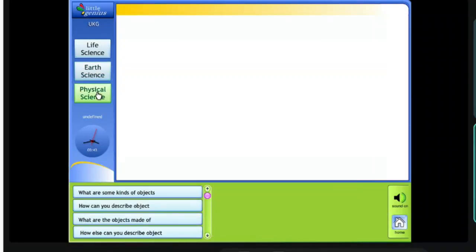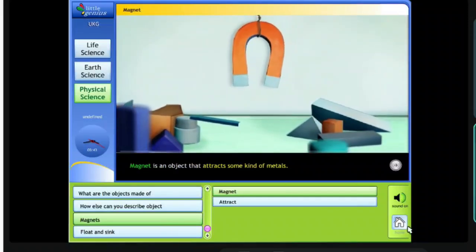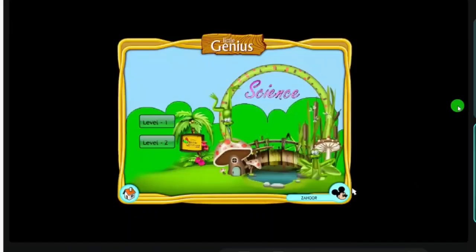Then if you go to physical science, then you can see all these topics. What are some kinds of objects? Can you describe an object? What is it made of? All these questions will be there. And if you want to see what is magnet, magnet is an object that attracts some kind of metals. Got an idea, I think.